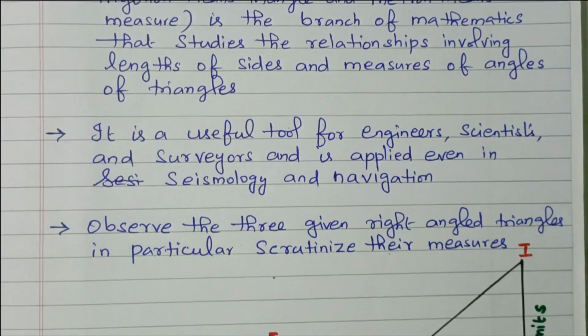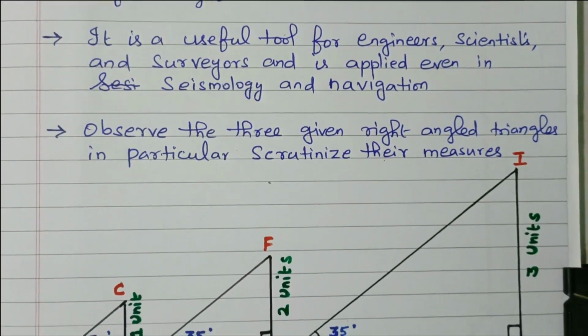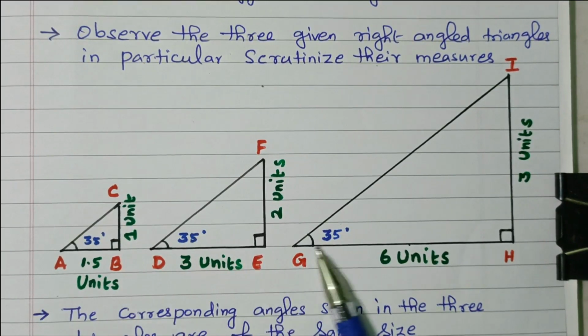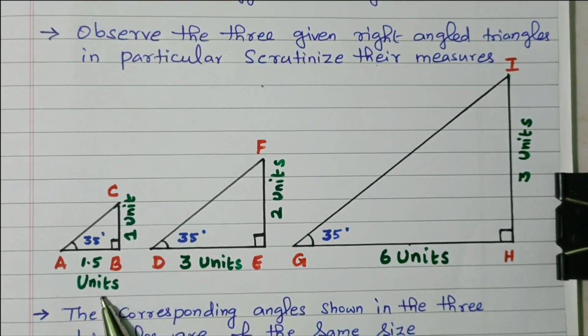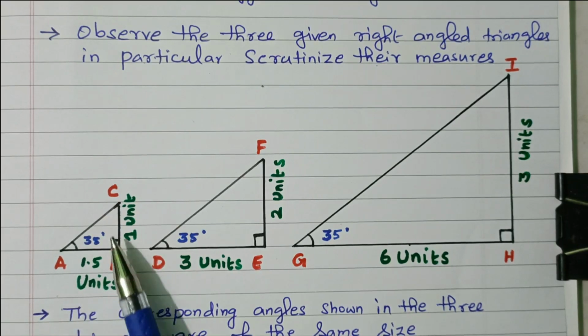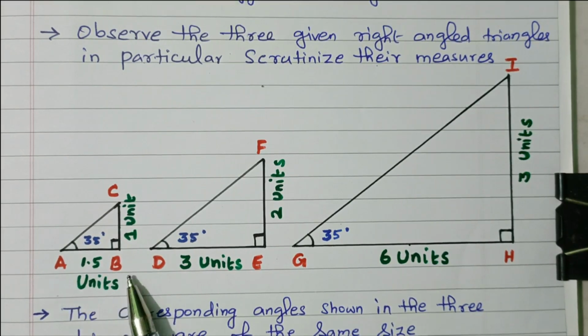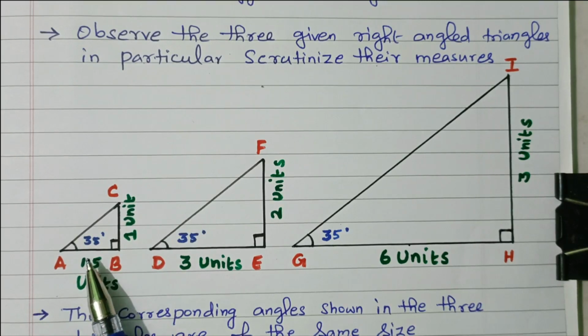Now we'll see the detail. Now we'll refer to the triangles. There are three different triangles available. For triangle 1, the sides are named ABC. The angle is 35 degrees. AB is 1.5 units. BC is 1 unit. We know that there is an opposite side, an adjacent side and a hypotenuse.